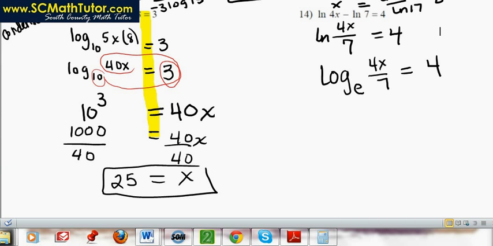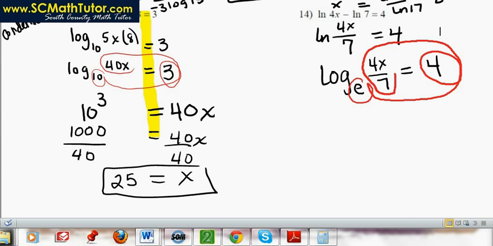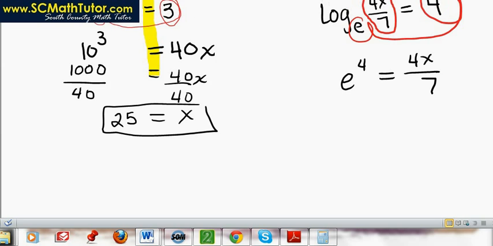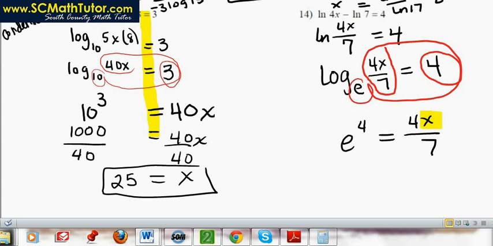Now change it by doing the circle of life. We change it to an exponent: e to the 4 equals 4x over 7. We want to get x by itself. The x is the king. The king does not like to be disturbed. The king wants to be by itself.